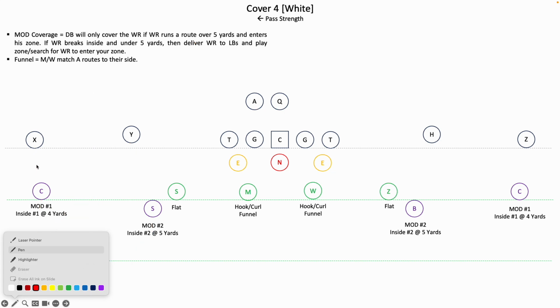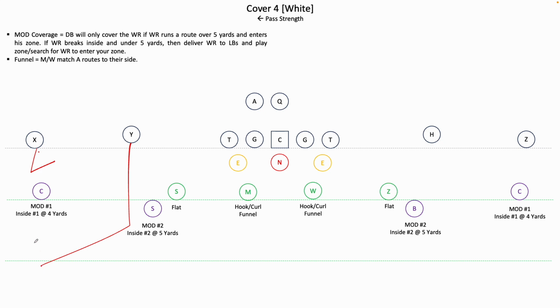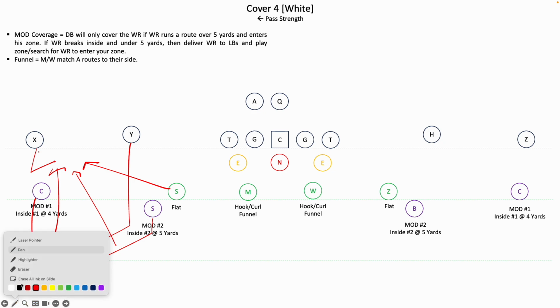You're asking what happens if he makes this throw to the X? That's okay. We have the Sam coming into the flat, and then we will just rally to make the tackle. We don't care. We'll give up this hitch. We want to defend this route here. All right, let's look at another one.